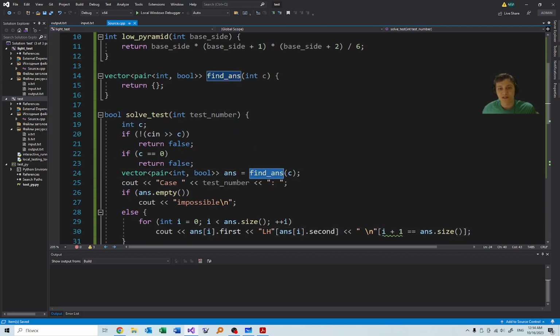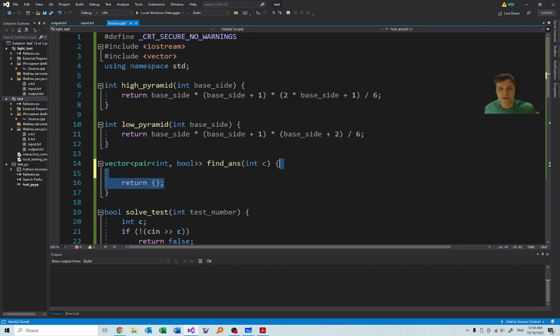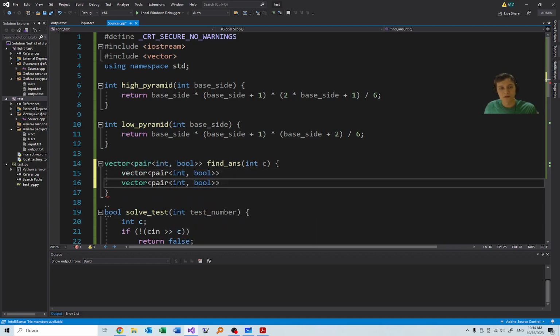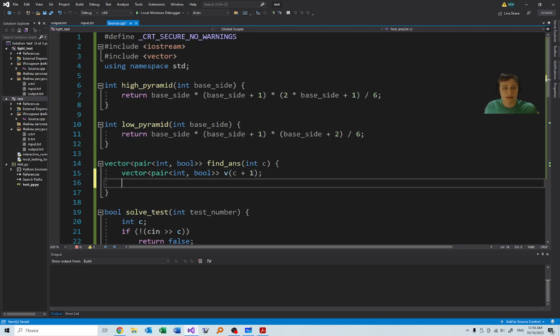Okay, now we need to find the answer. Sorry for so much time, but now I'm coming to this actually incorrect solution. So we will store for each size of the pyramid whether it is possible or not to get it. And I will need it till C+1, I think. Okay, now we need all sizes of all possible pyramids. And we will store them in a vector.